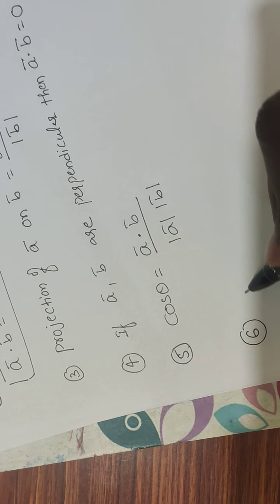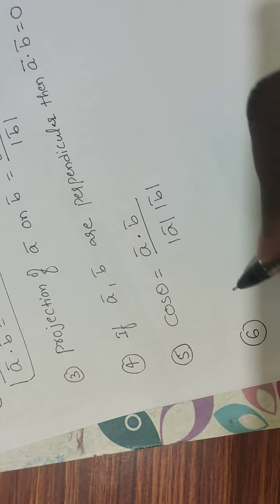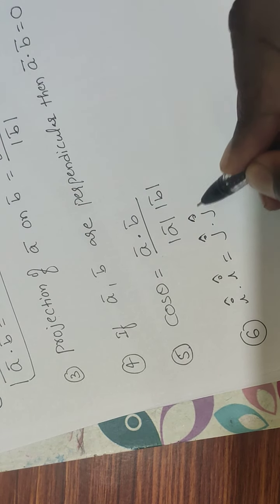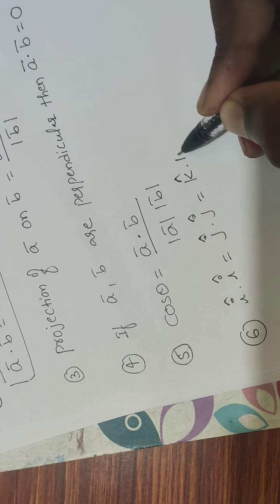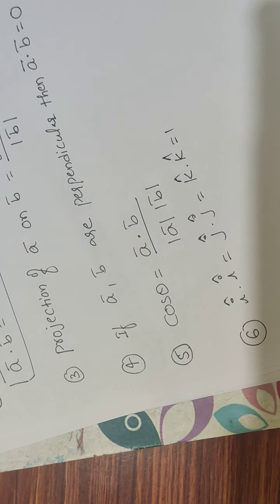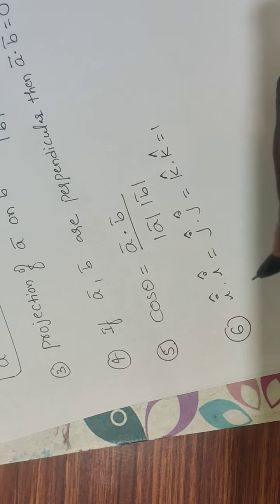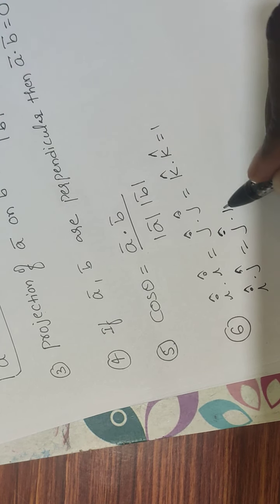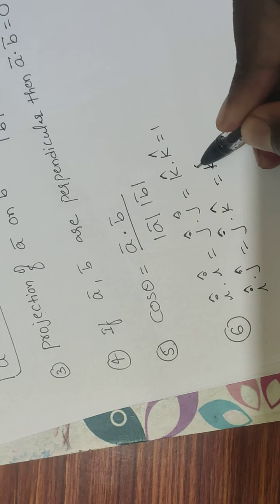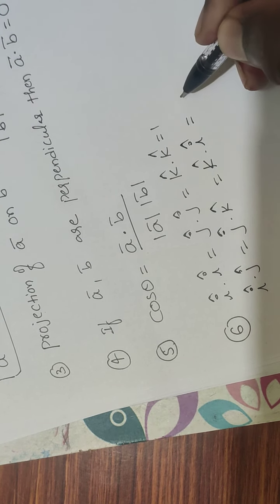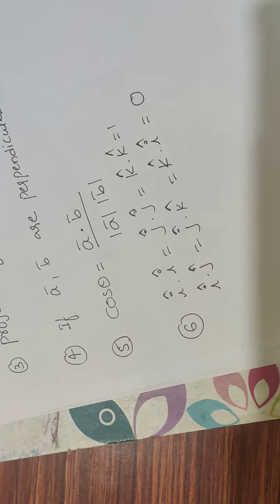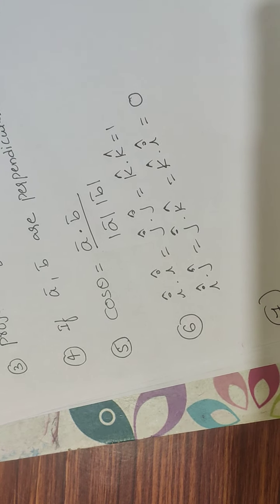Next, if i cap, j cap, k cap are the unit vectors, then i dot i is equal to j dot j is equal to k dot k is equal to 1. For example, if the question is given like this: i dot j, j dot k, k dot i, this value becomes 0.